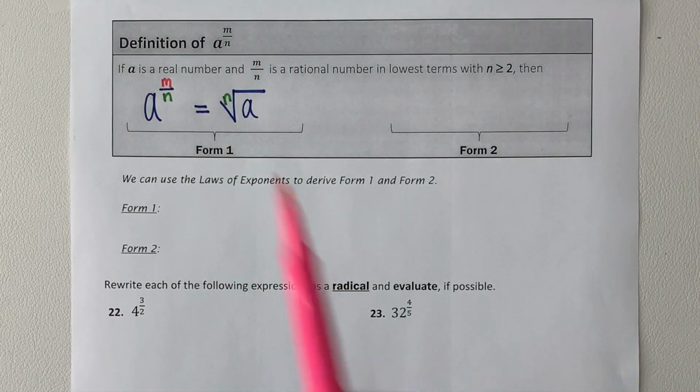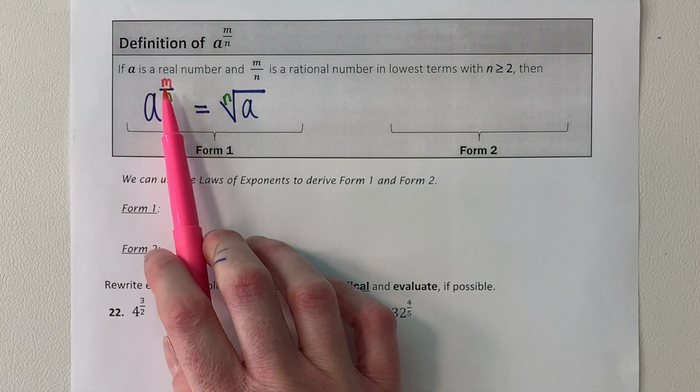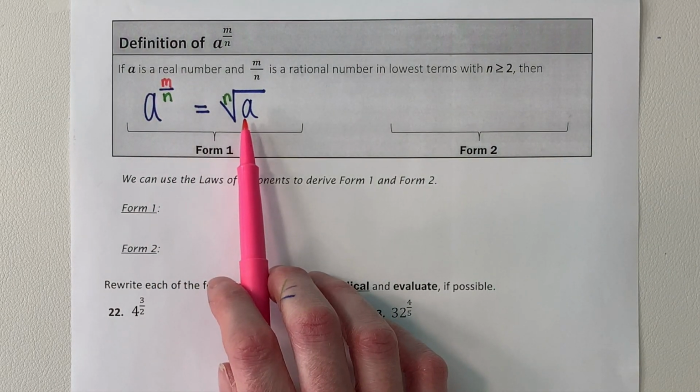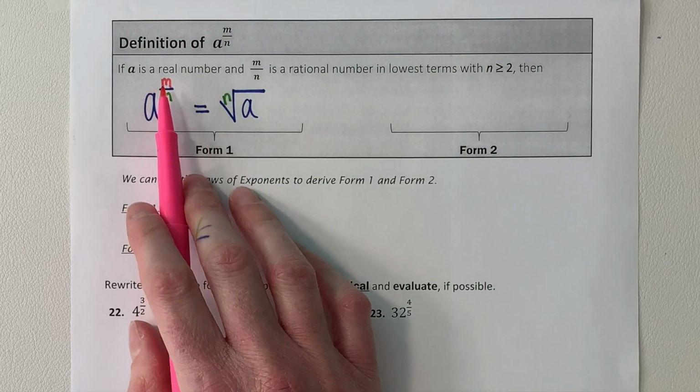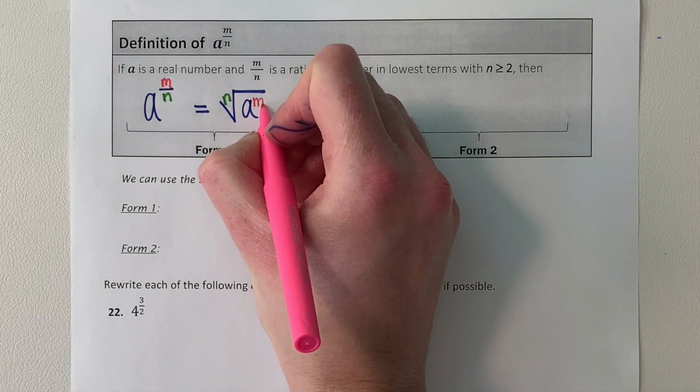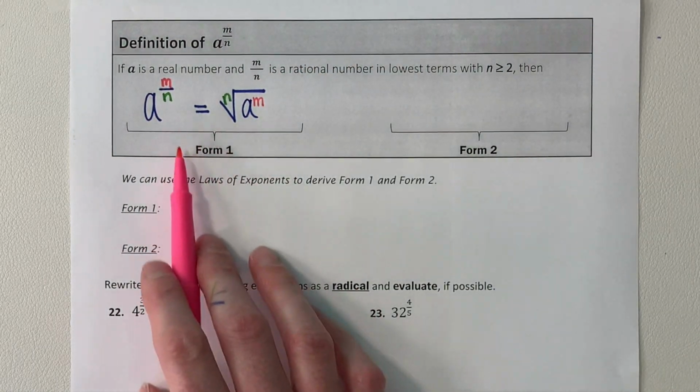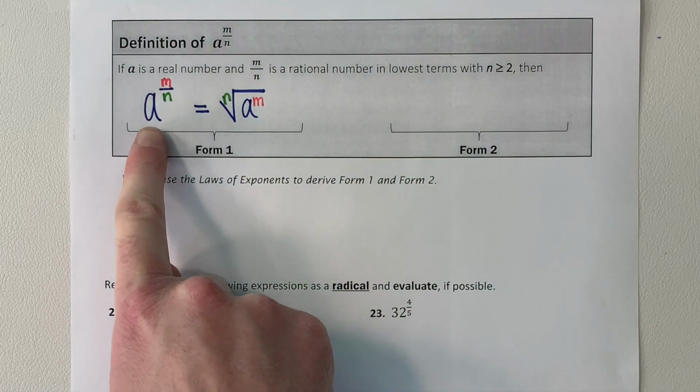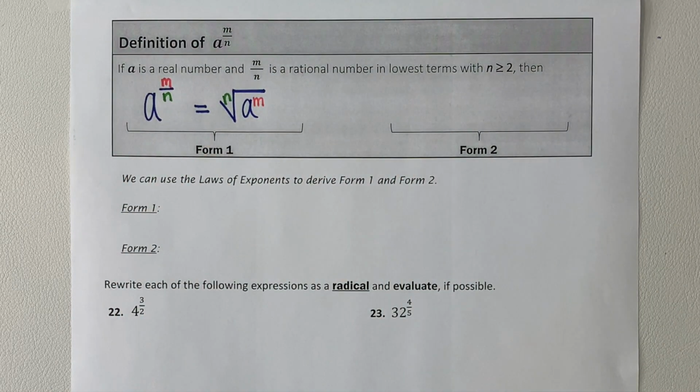And actually, there are 2 correct positions you can put the m in your radical form. We can put the m as the exponent underneath the radical, and we're going to call this form 1. But you could also rewrite this expression in an equivalent way, and we'll call that form 2. Form 2 starts off the same way.